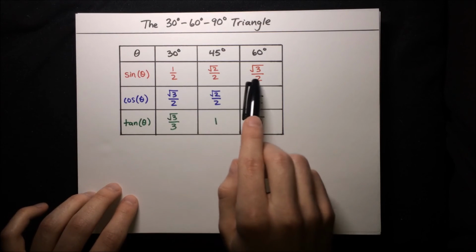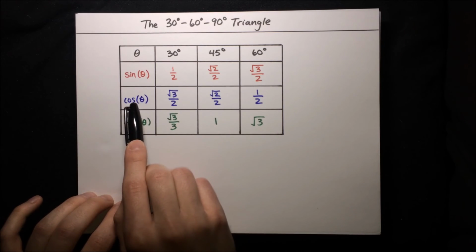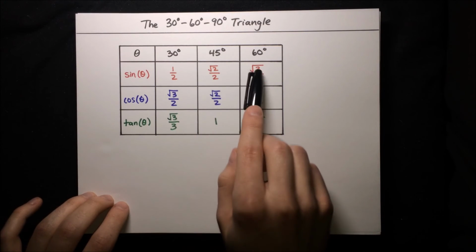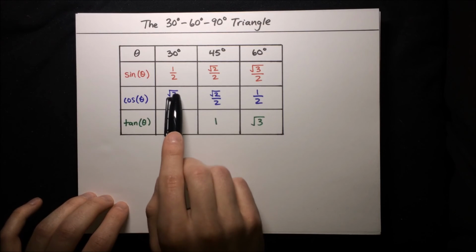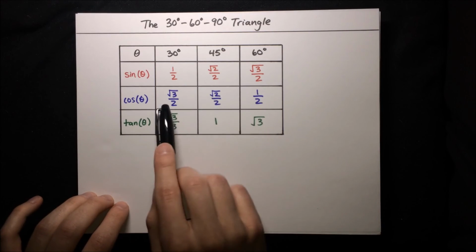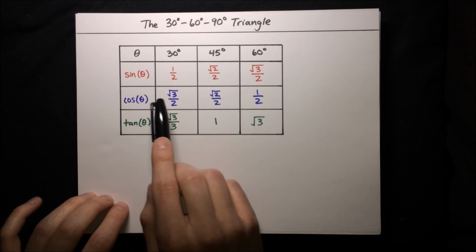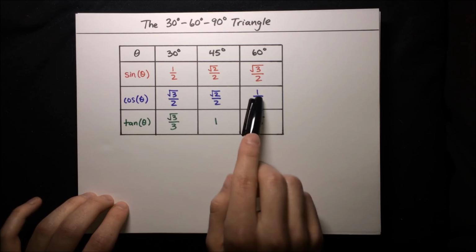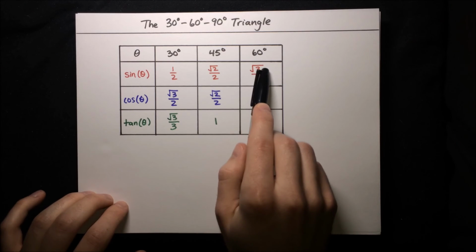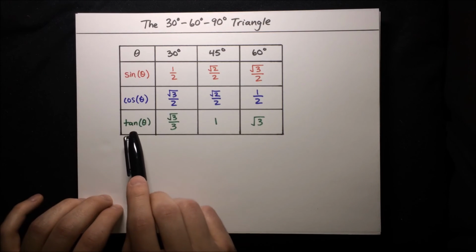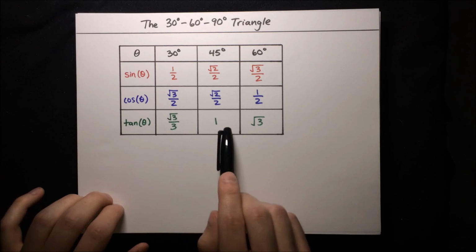It's always 2. And now look at cosine. Cosine just counts down. Instead of going root 1, root 2, root 3 all over 2, it goes root 3, root 2, root 1 all over 2. So cosine is just sine but reversed, going from high to low instead of low to high. Okay, so sine and cosine, those are not too bad to remember. And then how about tangent? Do we see any patterns in tangent?